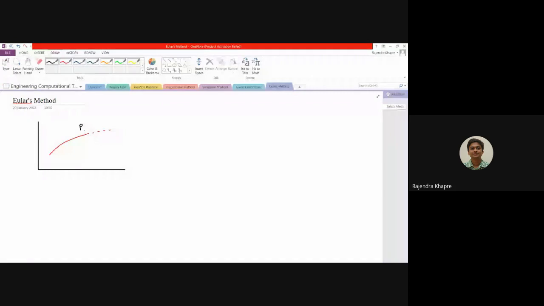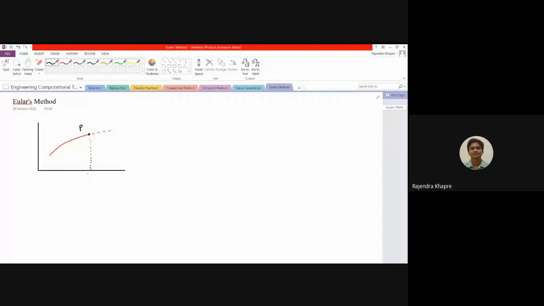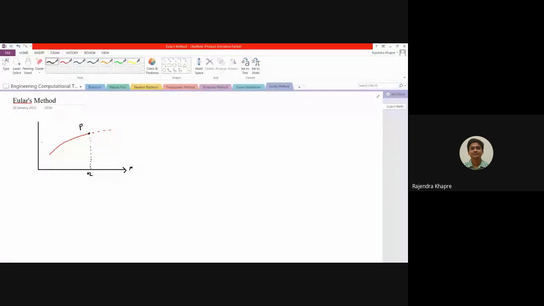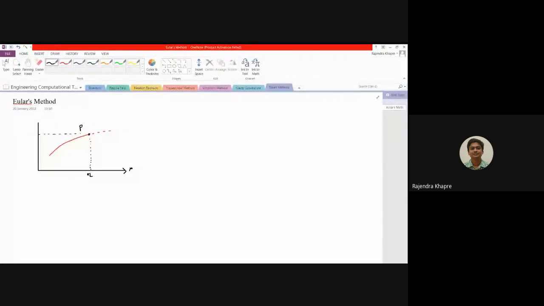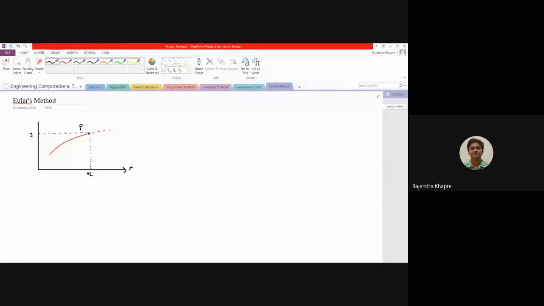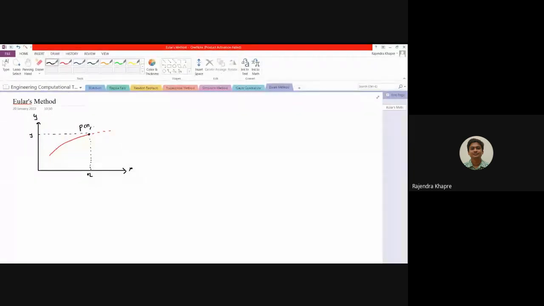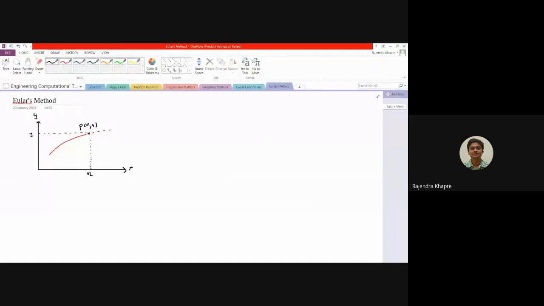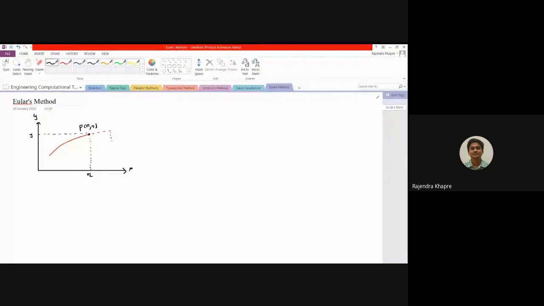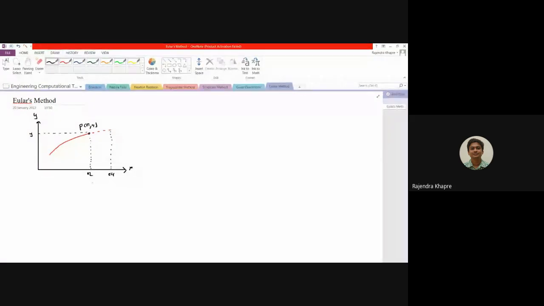Okay, this is your point P, and for this P you already know what is the x coordinate. So assuming that this is your x axis, and this is your y axis, so this will be your y coordinate. These coordinates are already known, so I'll call this x comma y. Now I have to extend this particular curve up to, let us say, this point x1, and the distance between this and this is basically h. So now how to do this?